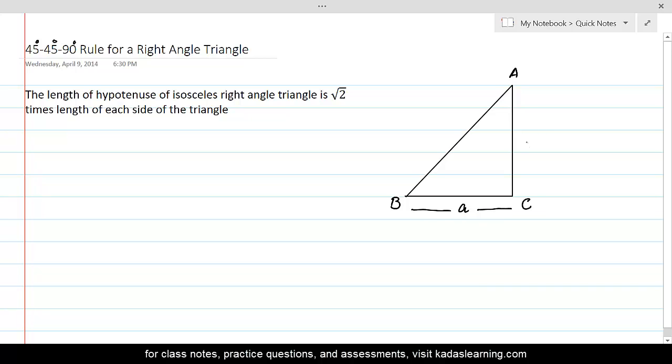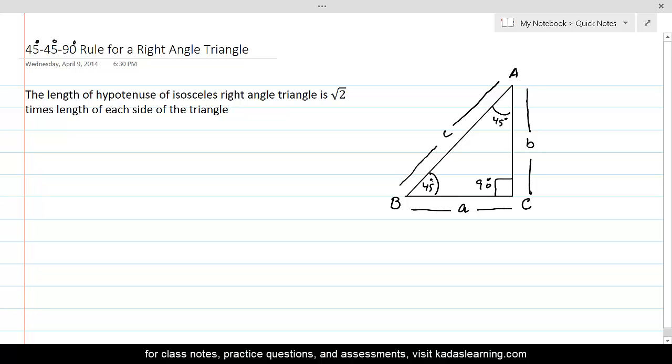And name the opposite side of vertex B as small b, and the opposite side of vertex C as small c. Once this is done, now let's take a look at the special angles. This angle is 90 degrees because this triangle has to be a right angle triangle, so one of the angles has to be 90 degrees. The other two angles for this triangle are given as 45 degrees here and 45 degrees here.